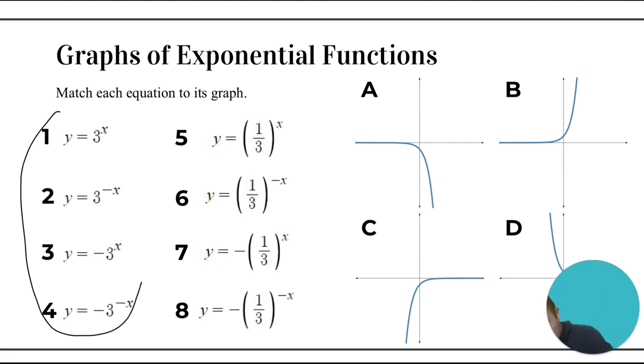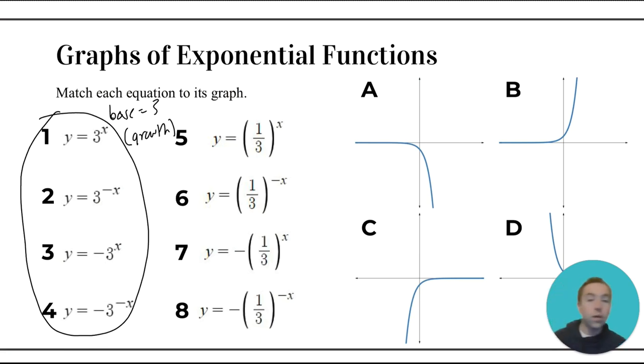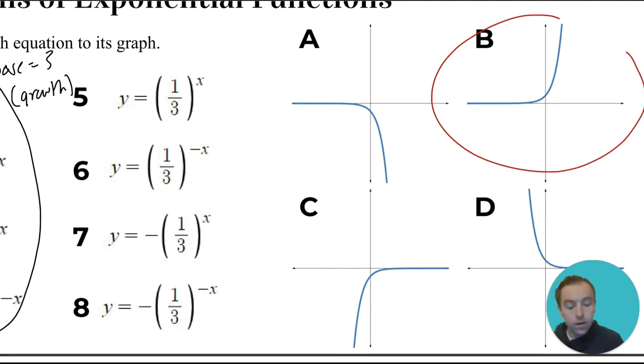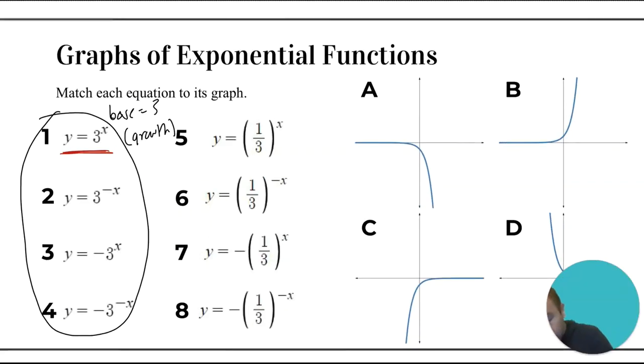So what you should be able to recognize with the first four is because the base is equal to 3, which is greater than 1, you should have a graph that would be exponential growth if you had just y equals 3 to the x. And so the one that really is exponential growth out of the graphs that are shown right here is the graph of b right here. And so that actually is what the graph of number 1 is, graph b, okay?